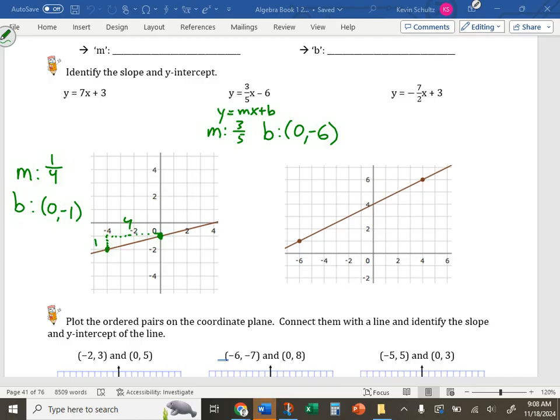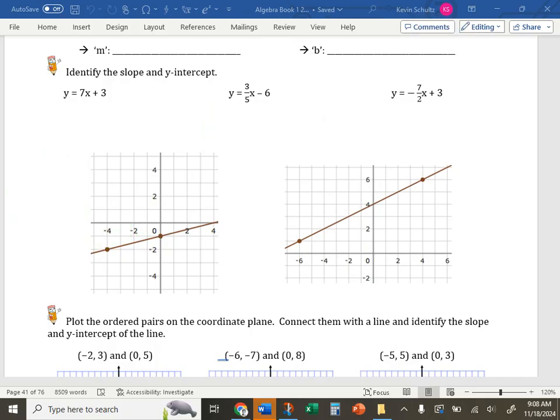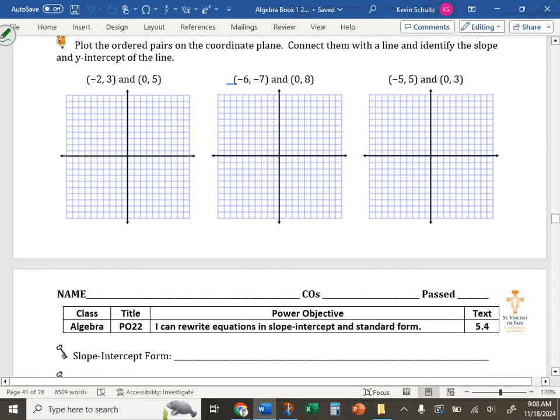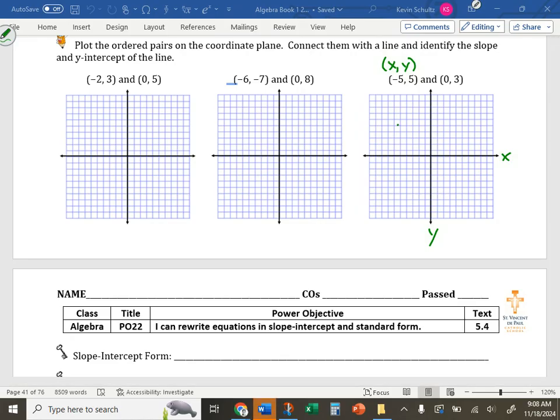For the bottom three, where I'm giving you ordered pairs that you need to plot, let's do the last one. We haven't done the last one yet. (-5, 5) and (0, 3). So remember, ordered pairs are always in xy form. Here's your x-axis horizontal, here's your y-axis vertical. So (-5, 5) is going to be at -5, +5 right there. Plot that first point. (0, 3) is on the y-axis. That's going to be right here.